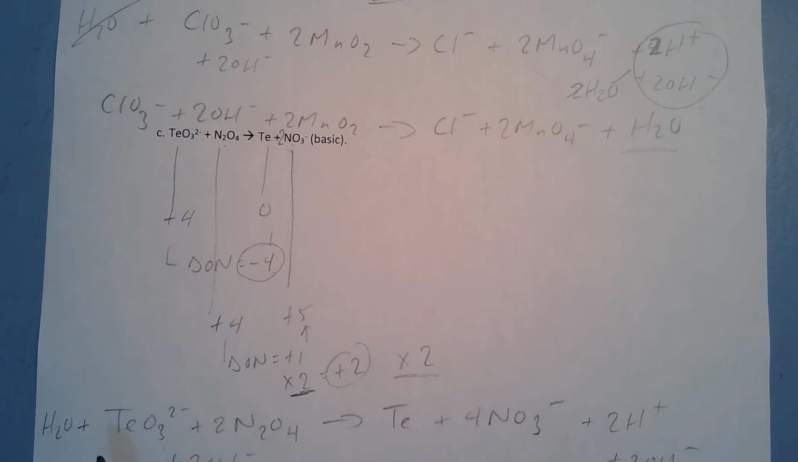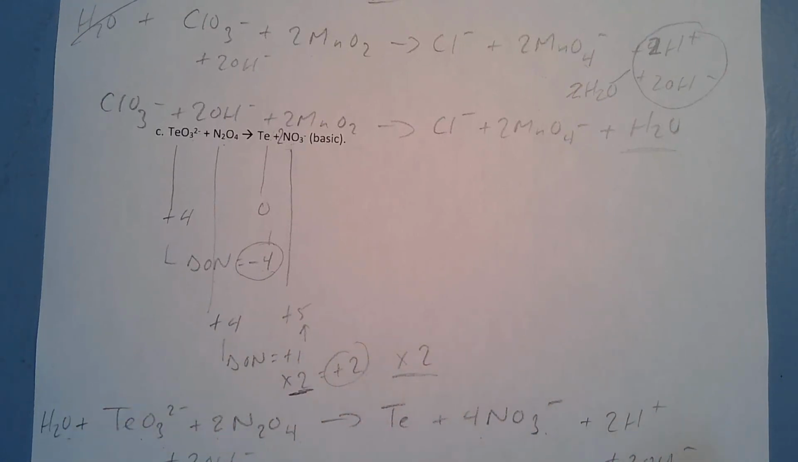Okay, so you get Te is left alone. This one is going to become 2. That one's going to become 4 because it already had a 2 there, so we multiplied that by 2. Then you look at your oxygens. You got 8 and 3, so that's 11. You've got 12 here, so we add the additional water. And then you have 2 H's here, none here, so we add the 2H plus.